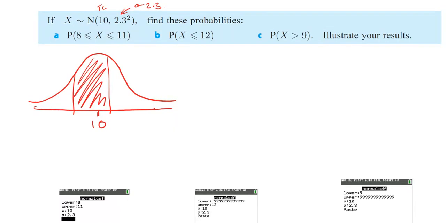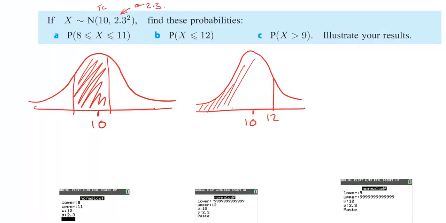Okay, let's just carry on and do B and C in this diagrammatic form first before looking at how to use the calculator. For part B, if we're drawing this, again, we are centered around 10, but we're looking for that place where we are less than 12. So 12 is going to be to the right of 10, and we actually need to work out on our calculators what this area here is going to be.